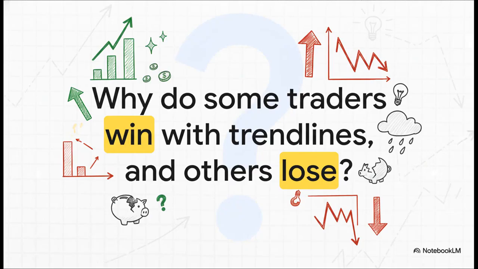If we're all looking at the same charts and using the same simple line, why are some traders consistently nailing it while so many others are, well, not? It's a super common frustration. But trust me, the answer is probably not what you think.